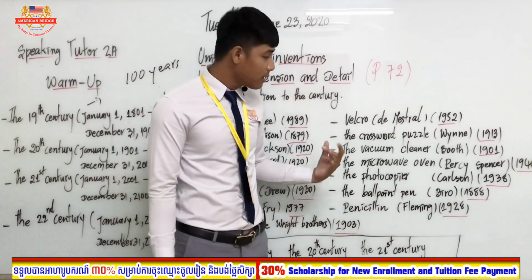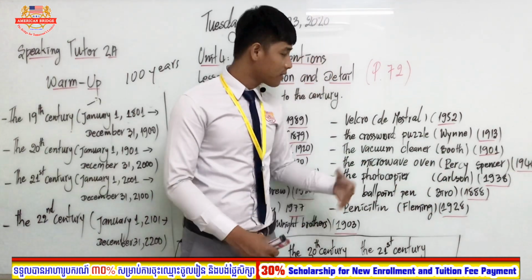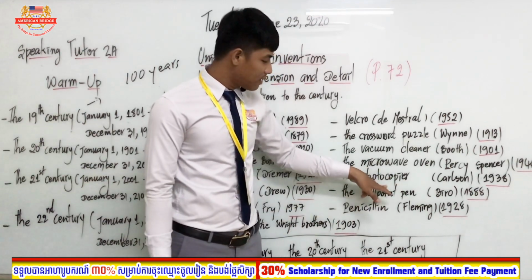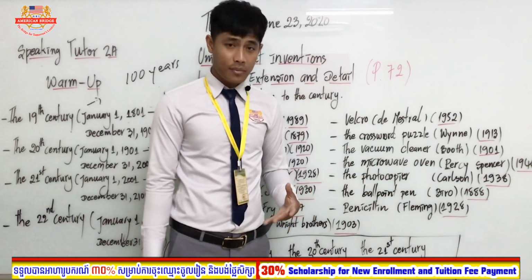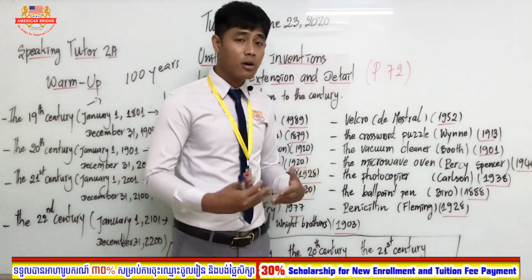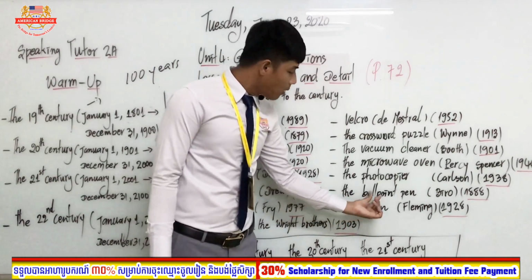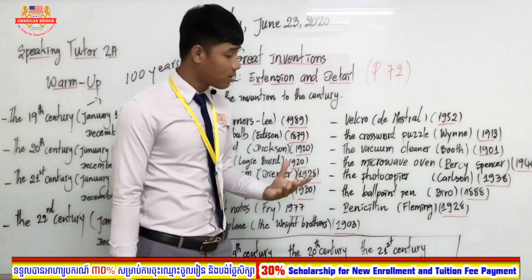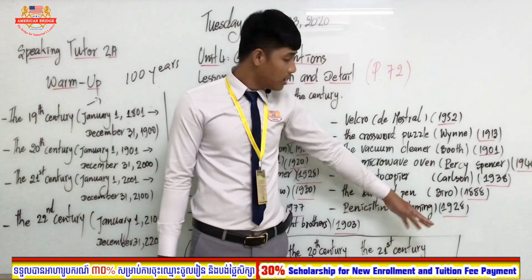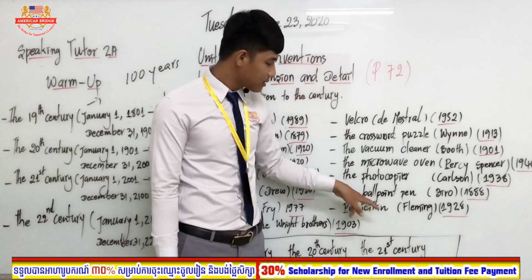Next, the photocopier. The photocopier was invented by Coulthard. Okay, Coulthard in 1938. So as you know already, the photocopier. We use it to copy photos. It's a kind of machine that we use to copy the photo. Next, the ballpoint pen. Okay, the ballpoint pen was created by Mr. Barrow in 1888. So do you know about this?